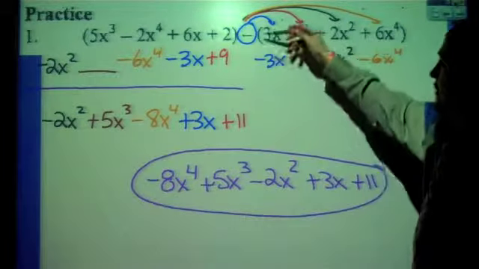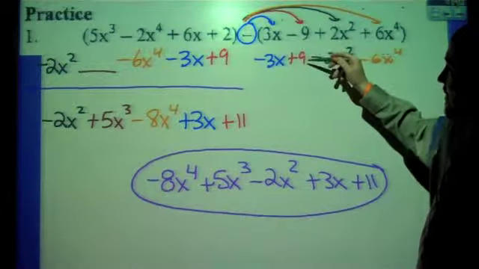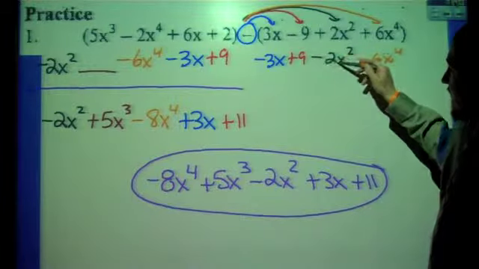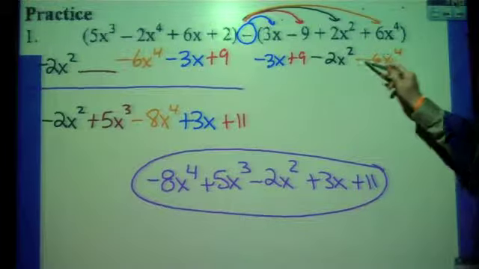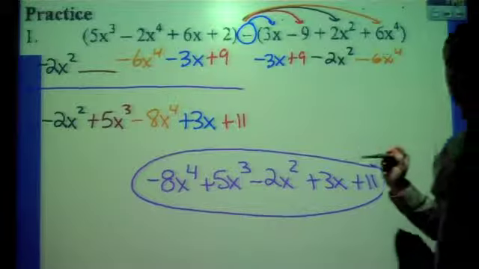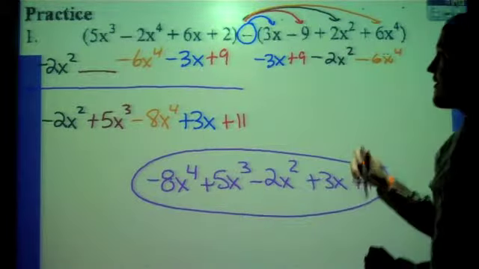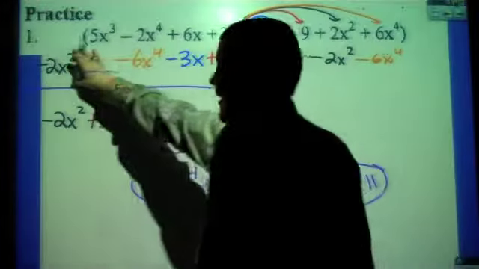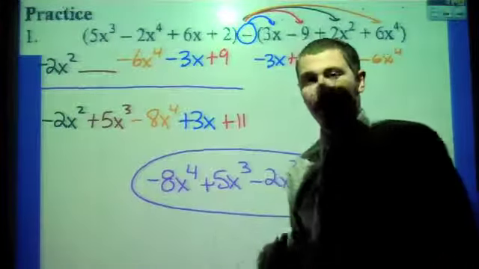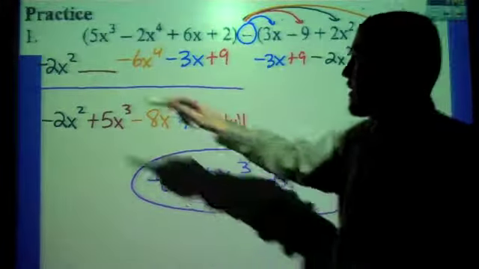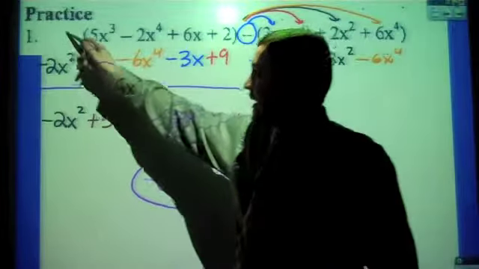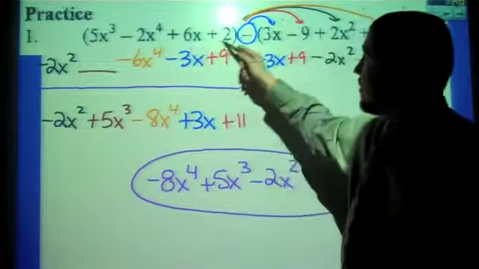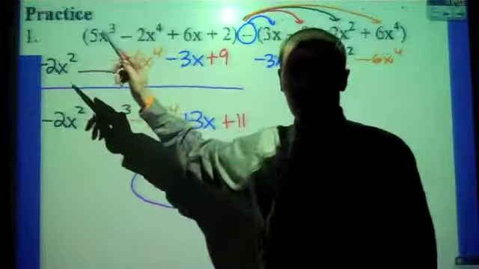So when we do that, we have negative 3x plus 9 minus 2x to the second minus 6x to the fourth. Once you distribute the negative sign, then what you're supposed to do is take this second problem and rewrite it underneath the first problem, making sure that you match up your exponents. So I wrote negative 2x to the second out here in front because there's no other exponent that matches that in the problem.